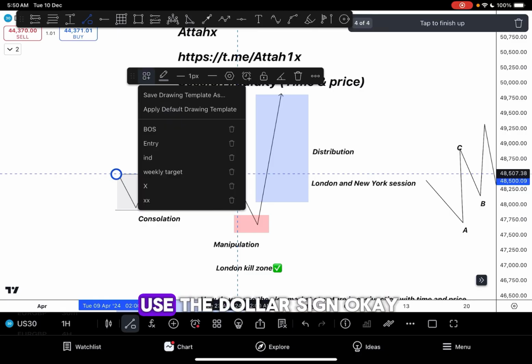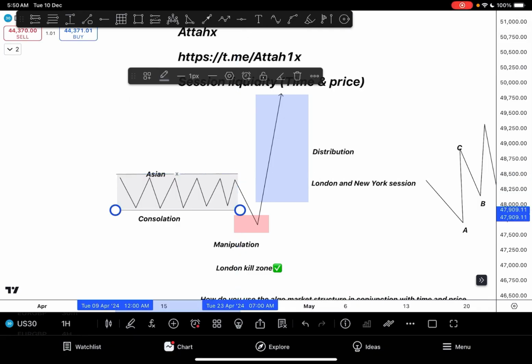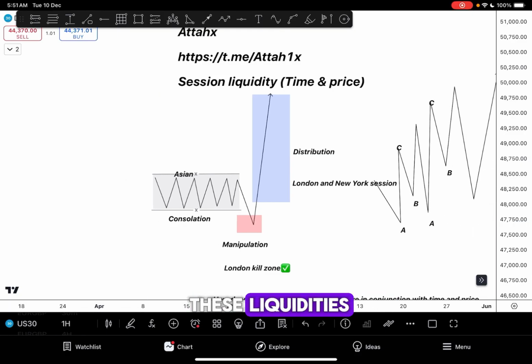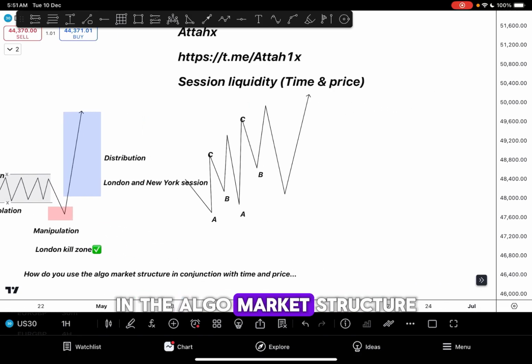Now I will just use the dollar sign. Okay, I'll just use the liquidity sign. I use X for mine, and then for this I'm going to use X. Now we all see that market took out these liquidities, right? And how do these liquidities form in the algo market structure?